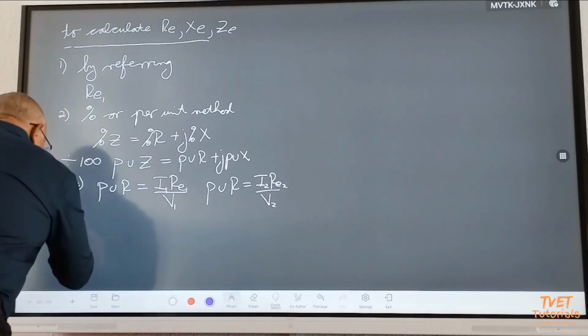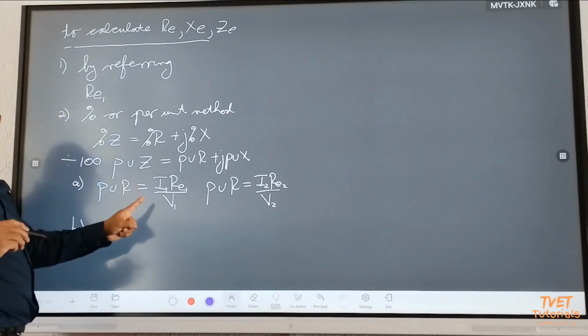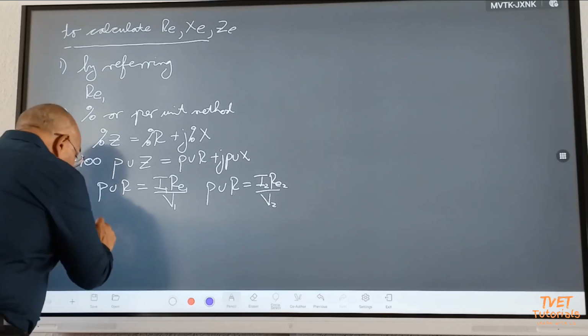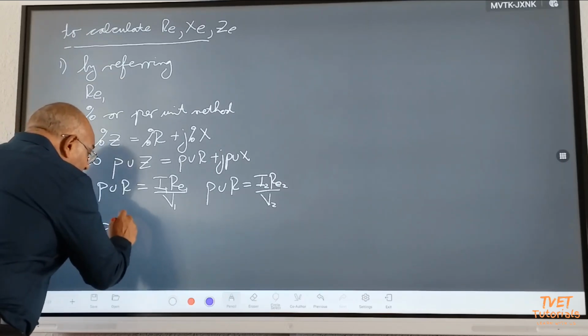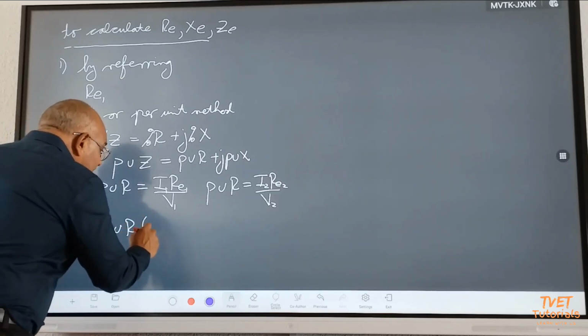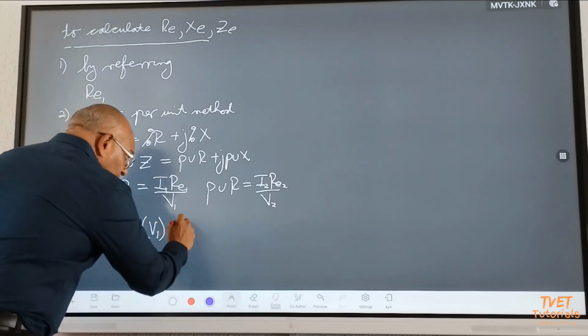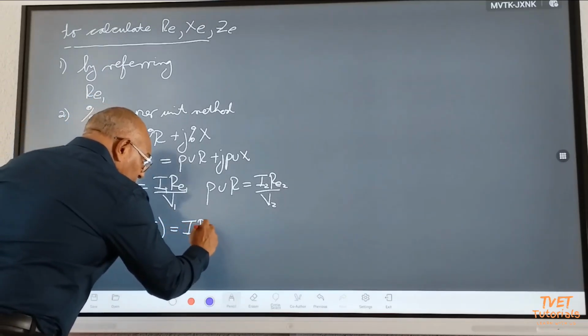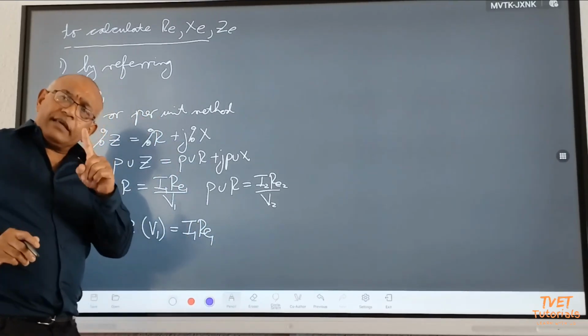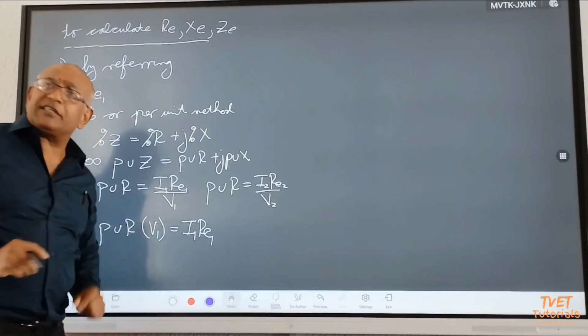Second reason, if I cross multiply here, per unit R multiplied by V1 equals, finish that off? I1 RE1. So what will I get if I take amperes and multiply by resistance?